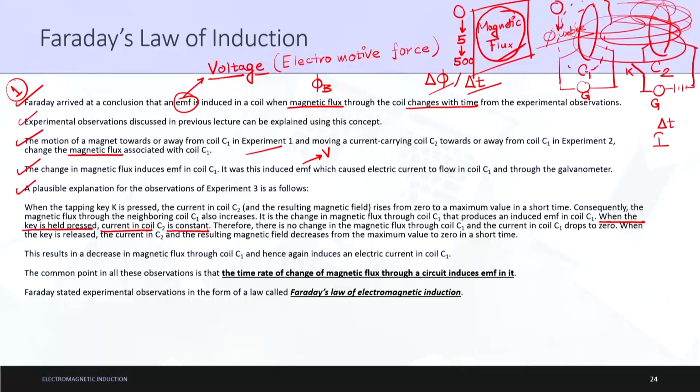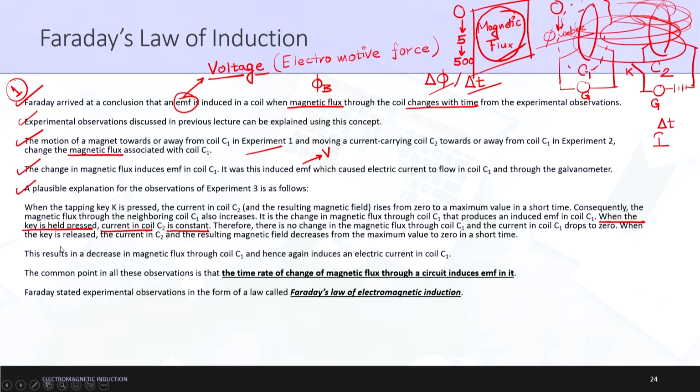Let me read the line, it will be more clear. Therefore, there is no change in the magnetic flux through coil C1 and the current in coil C1 drops to 0. So, because there was no change in magnetic flux, there was no induction of EMF. As there was no induction of EMF, for now let me explain it as voltage only, there was no voltage difference, hence there was no current.